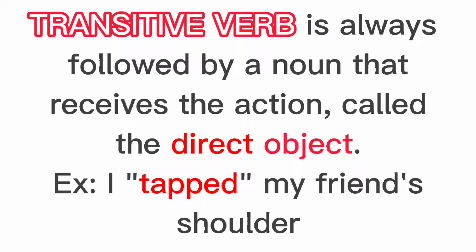A transitive verb is always followed by a noun that receives the action, called the direct object. Let's take this sentence: I tapped my friend's shoulder. The verb tap is a transitive verb, and the noun that's receiving this action is my friend's shoulder, which is the direct object of the action verb tap.